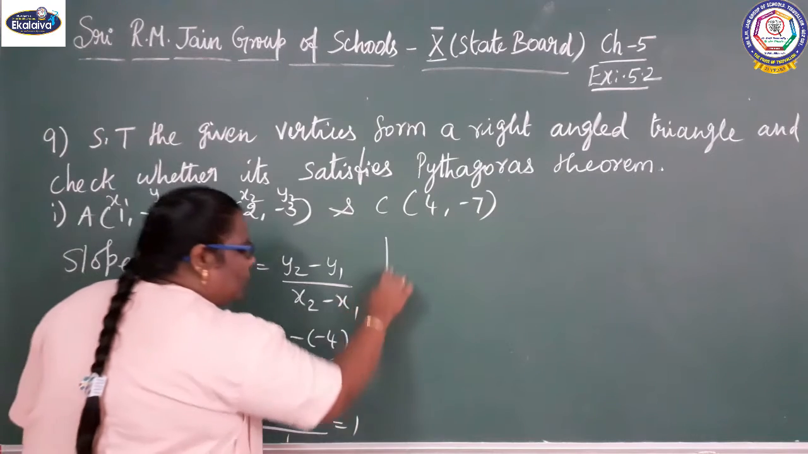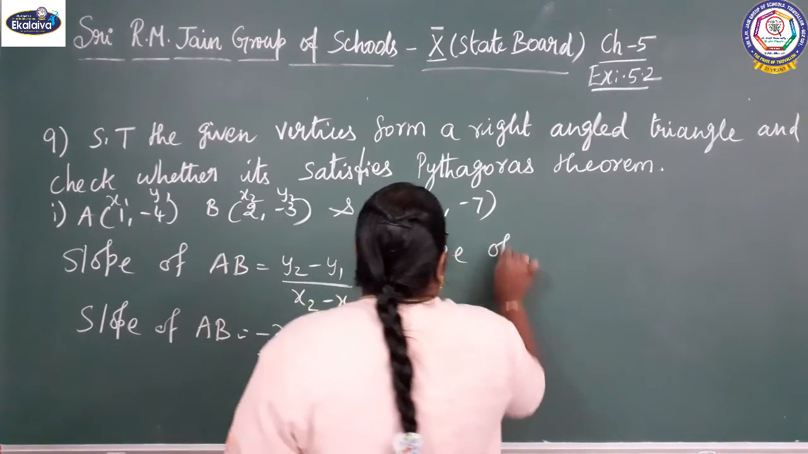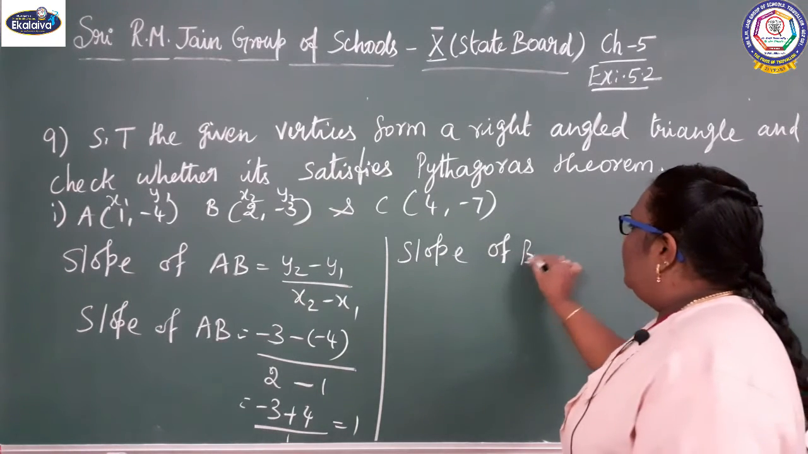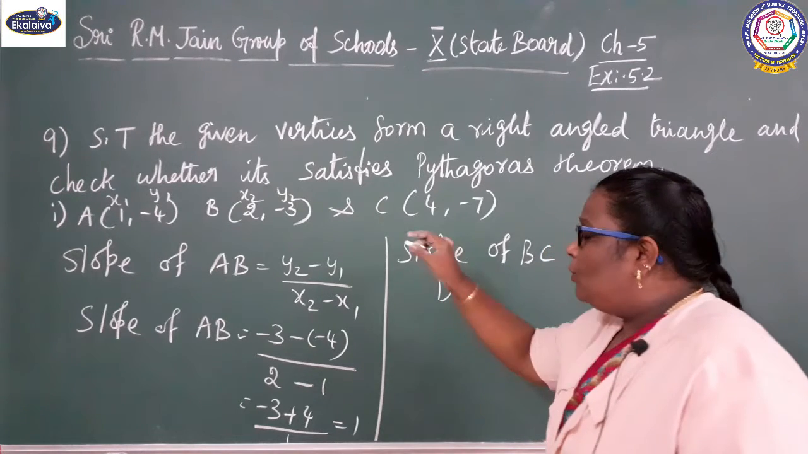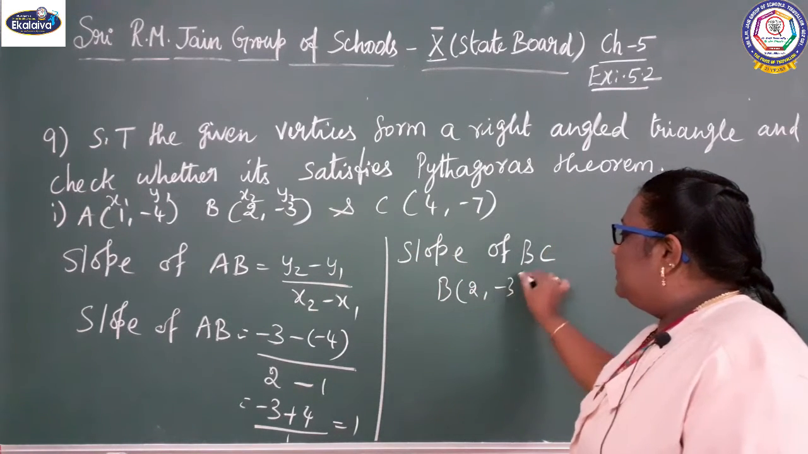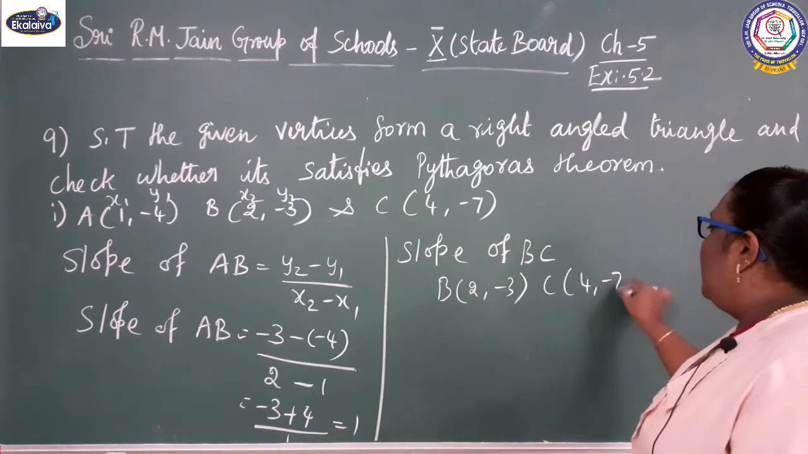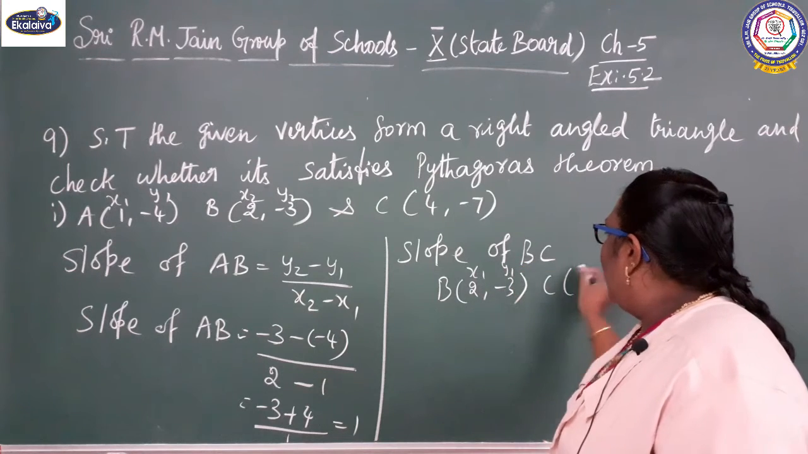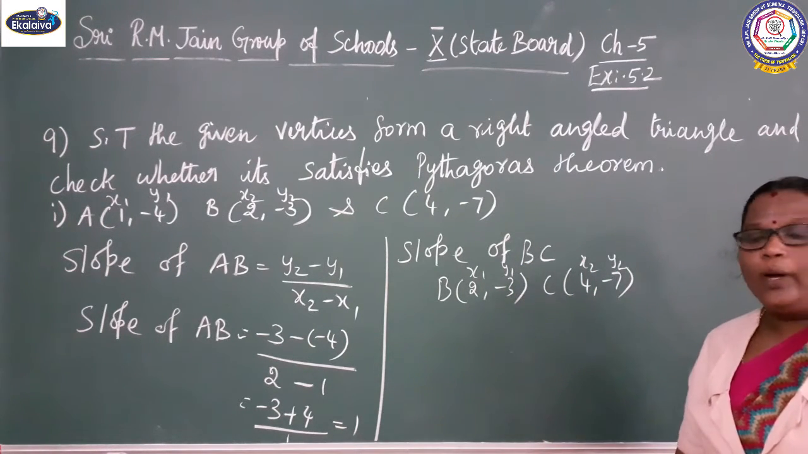Next, slope of BC. You can take the values of B and C separately. What is B? B value is 2 comma minus 3. What is the value of C? C equals 4 comma minus 7. You can mark it as x1, y1 and x2, y2.